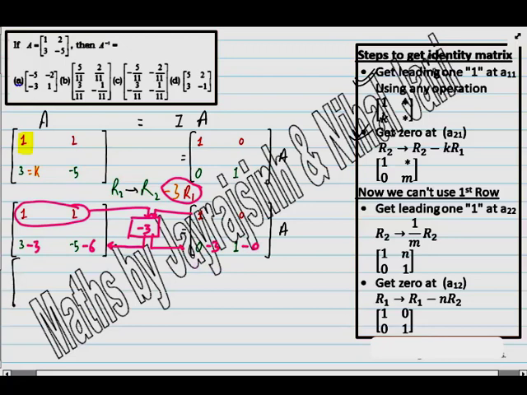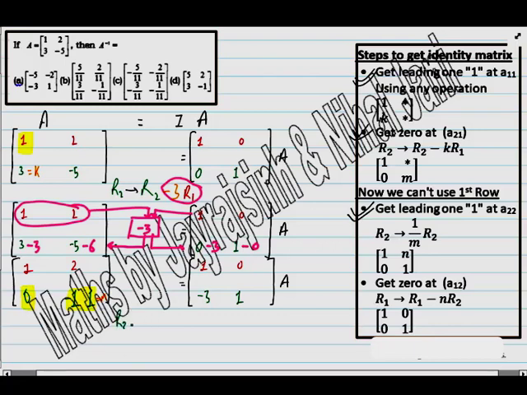So let's simplify. First of all, notice that our first row will be as it is and our second row will become 3 minus 3, 0, minus 5 minus 6, minus 11, 0 minus 3, minus 3 and 1 minus 0, 1, right? Here we complete our second step. We get 0 as well as the value of n. Now we can't use first row. Now we should get leading one at A22 point.